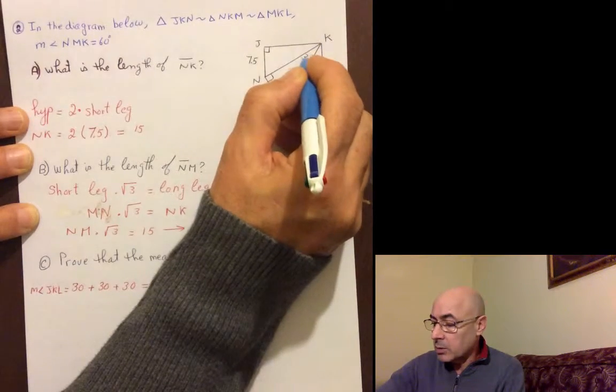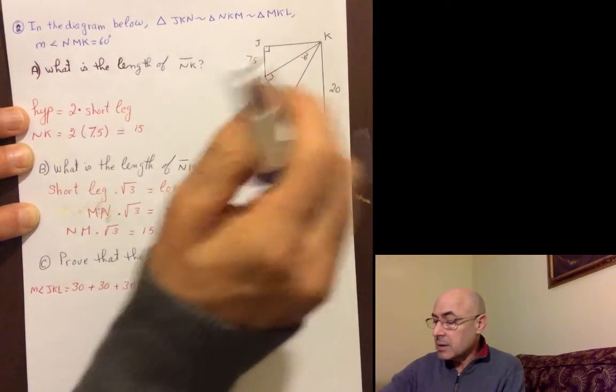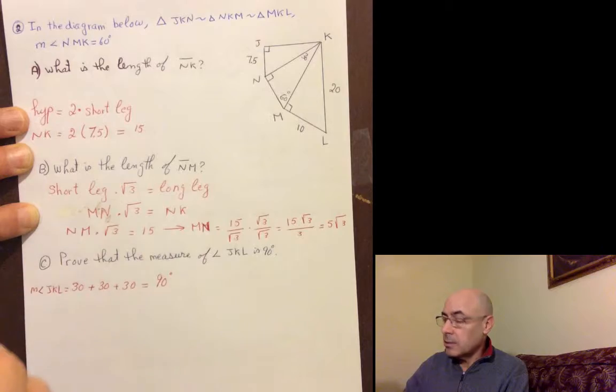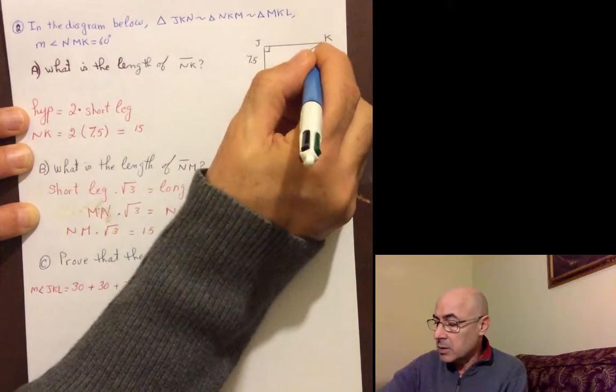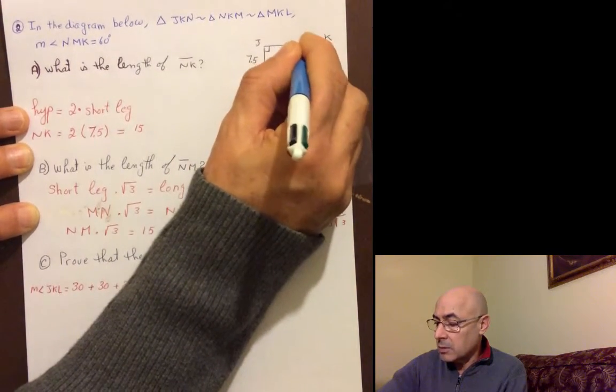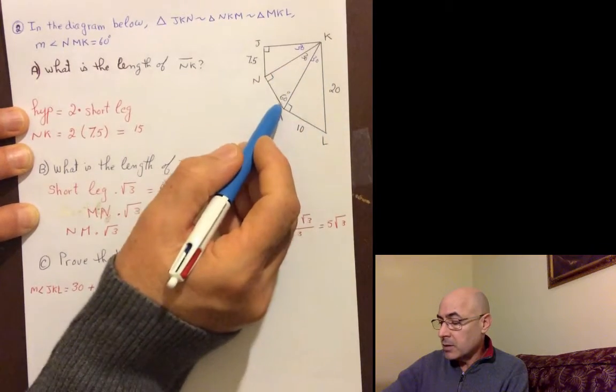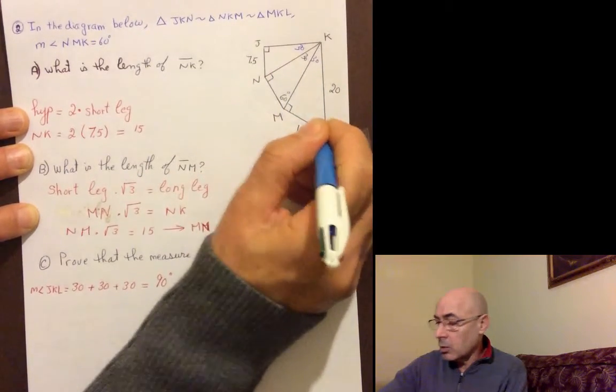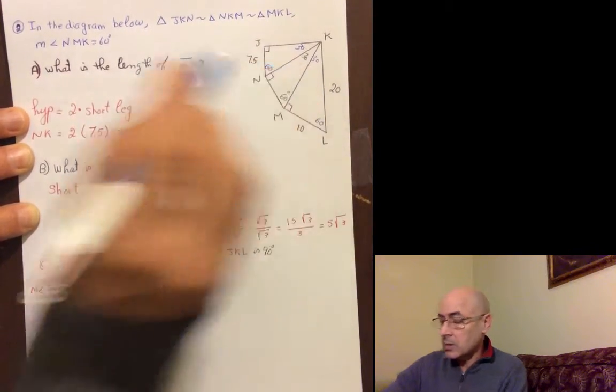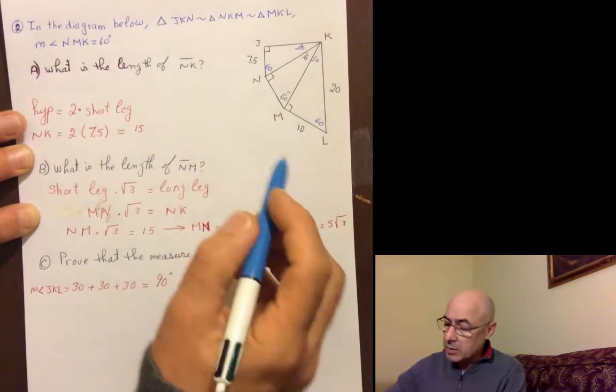That's going to be 30 degrees. And since the three triangles are similar, this angle is also 30, this angle is also 30. If this is 60 and they are all similar, then this is also 60. So now we have 30-60 triangles.